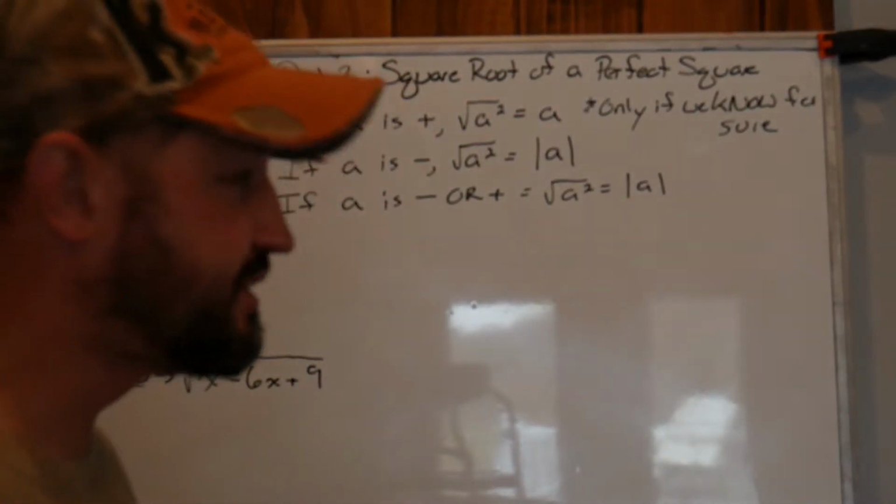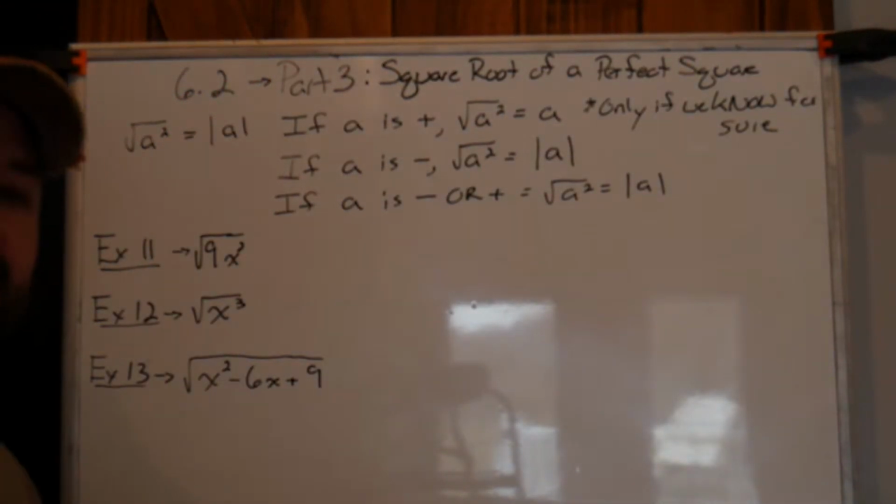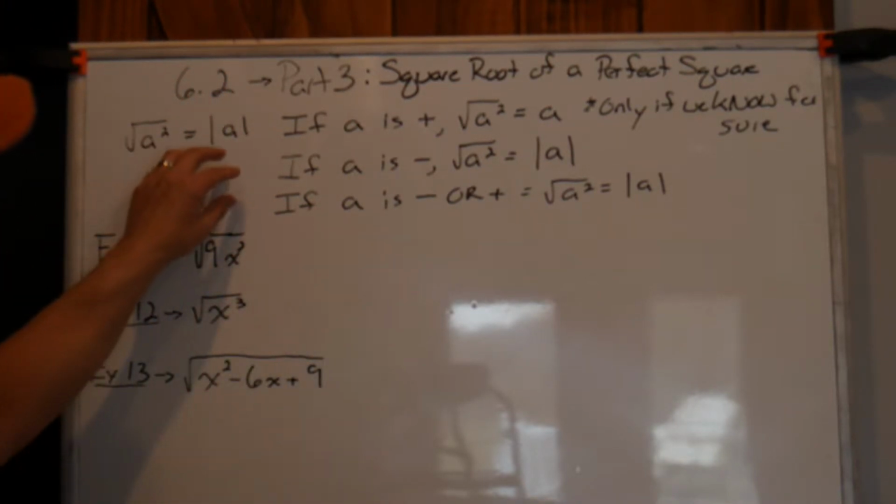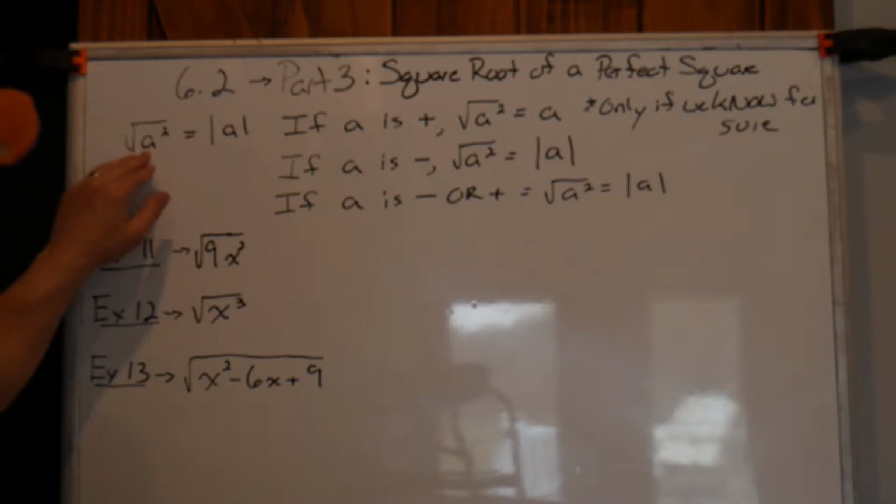Let's finish off section 6.2. There was a lot going on in it, so I broke it into 3 videos. We're at part 3 now. The rule they start out with is square root of a squared equals a.